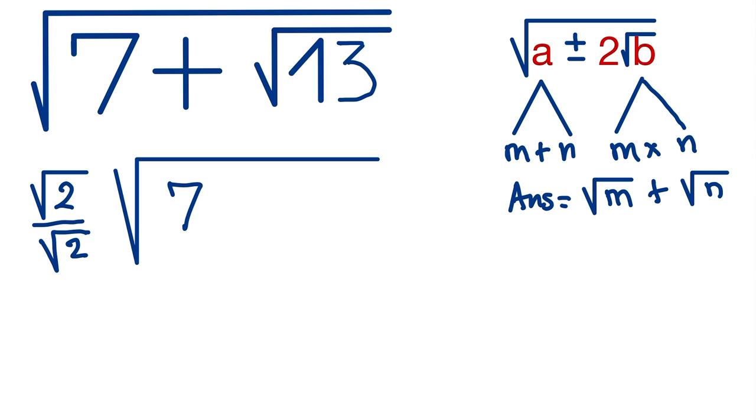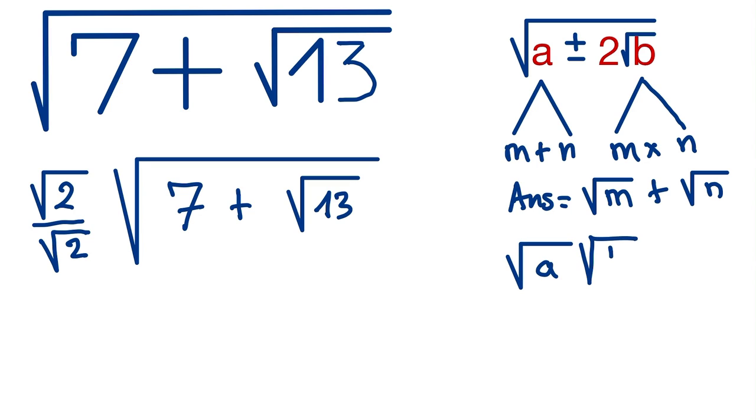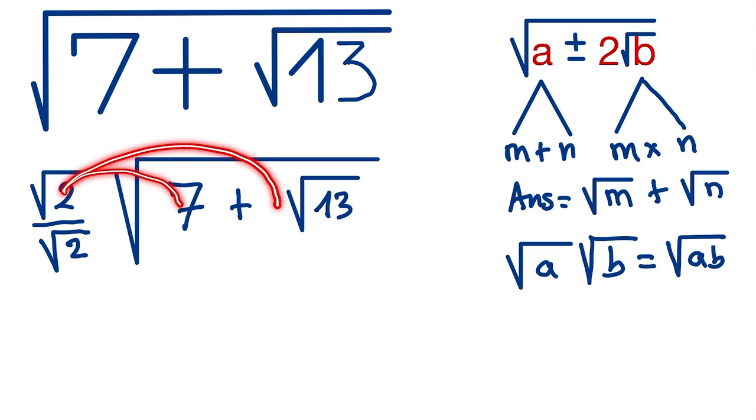So this is 7 plus root 13. Now before I multiply, I want you to remember the formula of multiplication: root a times root b, because I don't want you to be confused, is the same as root ab. So we just multiply. We are going to do the same with this. We just need to multiply 2 times 7 and also 2 times root 13.